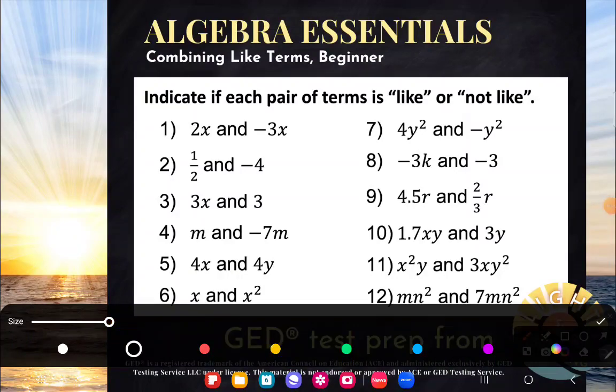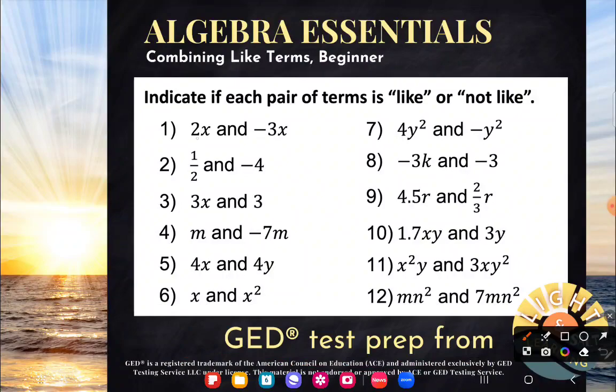Number 1 says 2x and negative 3x. So again, ignore the numbers. Just look at the variable portion. See how they're identical? So these guys are like. They're both x terms.